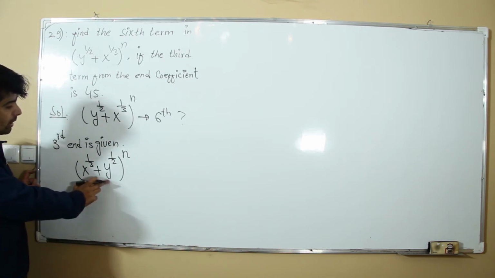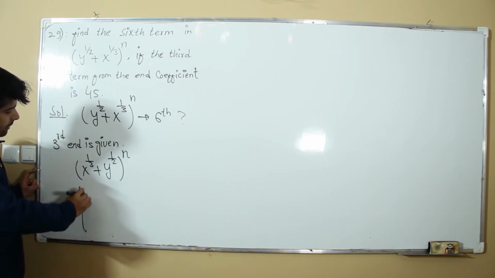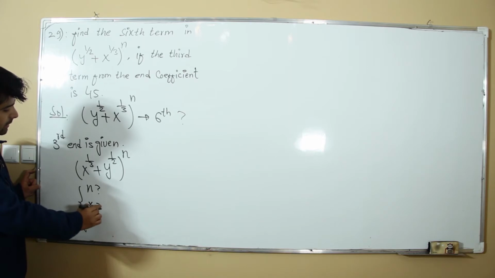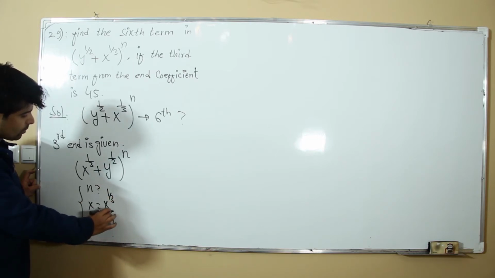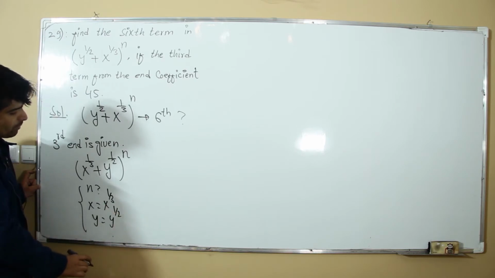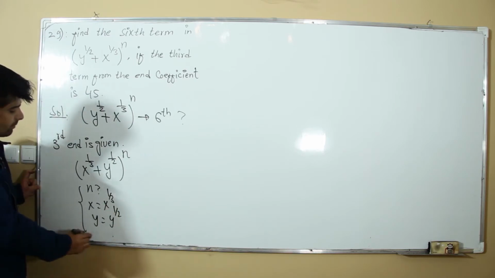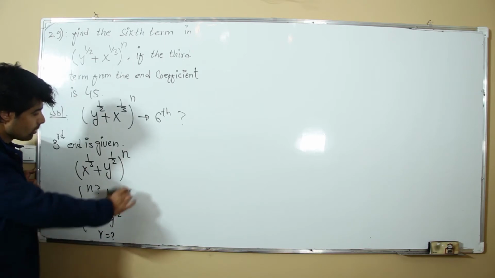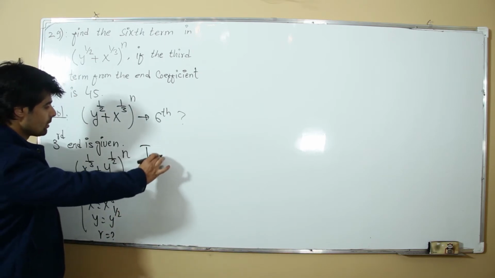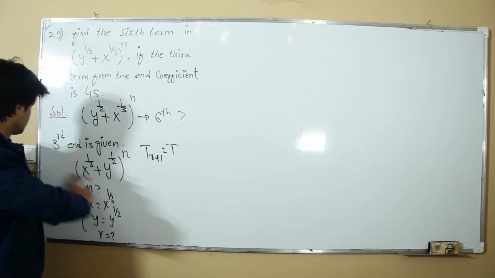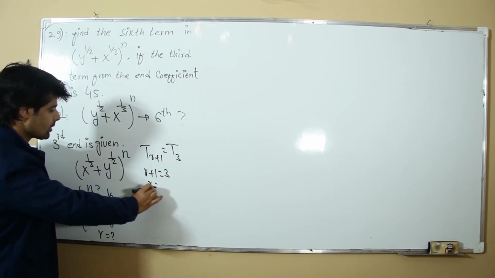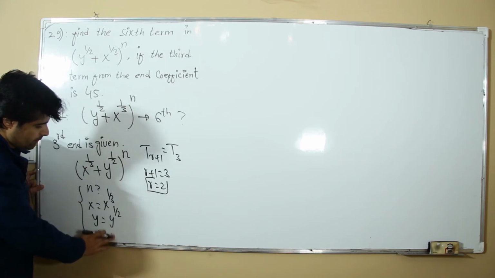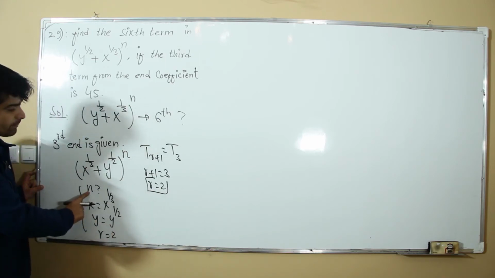In here, what do we have? n is not given. We have x is x to the power 1/3. We have y is y to the power 1/2. And for the third term, what is r? You know T(r+1). T(r+1) is the third term, T3. I mean r plus 1 is 3, so r is 2. r is given, we just don't know n.